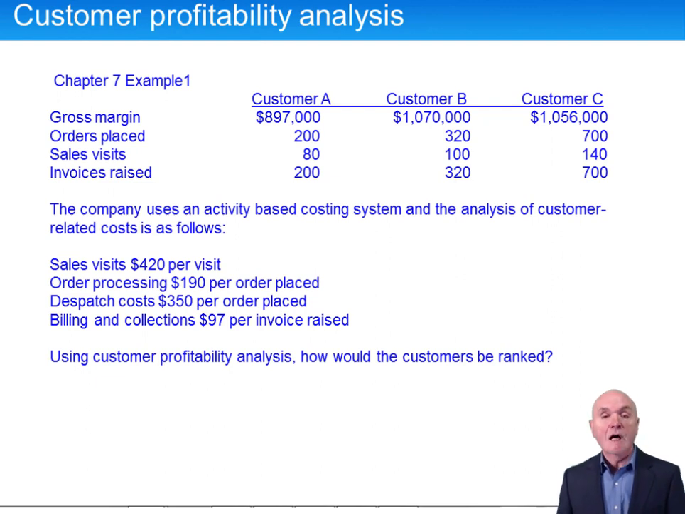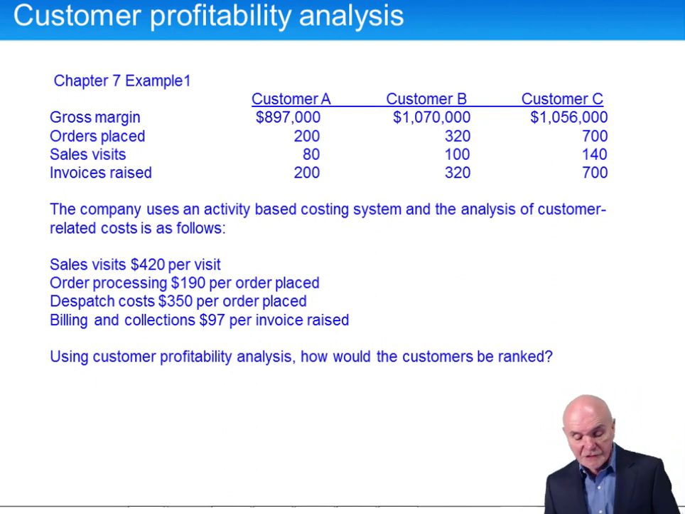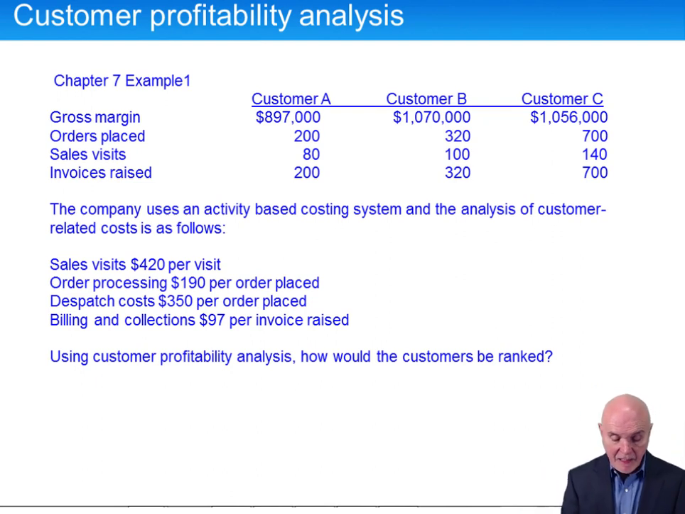So this is the example found in Chapter 7, Example 1. And we have three customers here, and we see the gross profits here, and it looks as though perhaps customer B is really doing quite well. They're the highest margin. But then we have some data from Activity-Based Costing, which shows what other costs might be associated with them in addition to just the revenue less cost of sales, giving the gross margin.